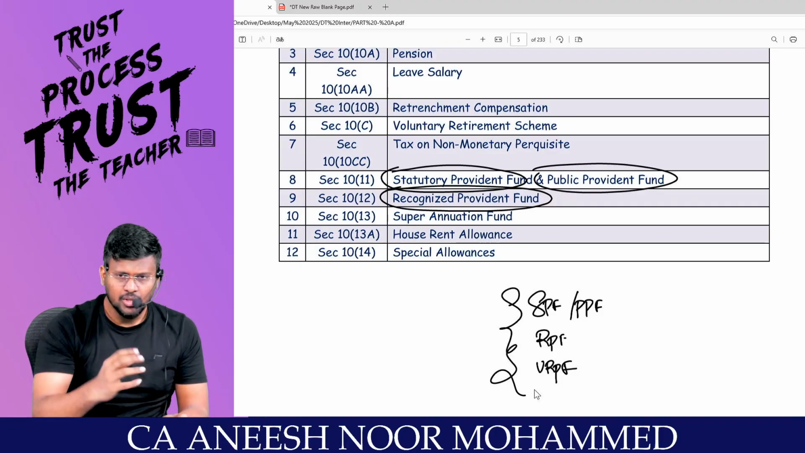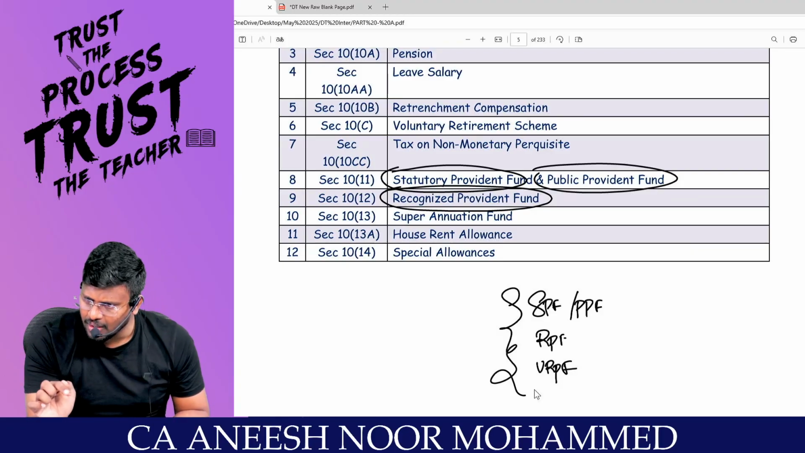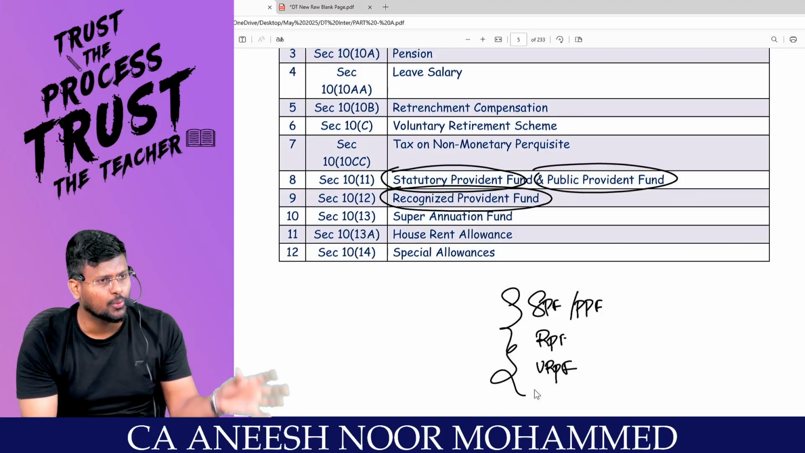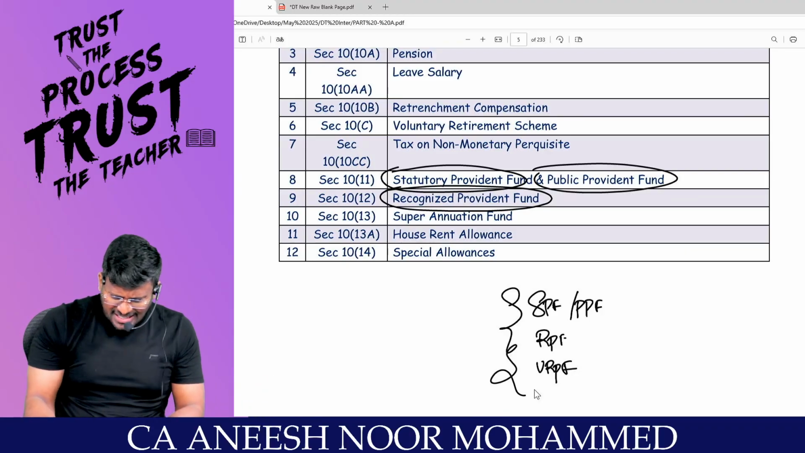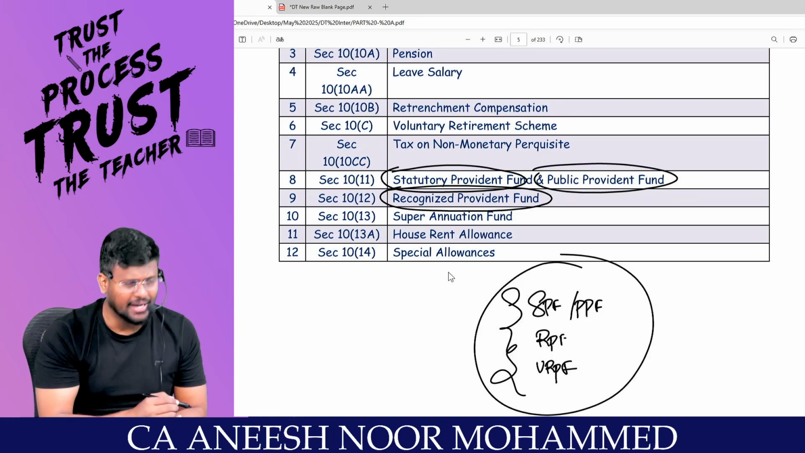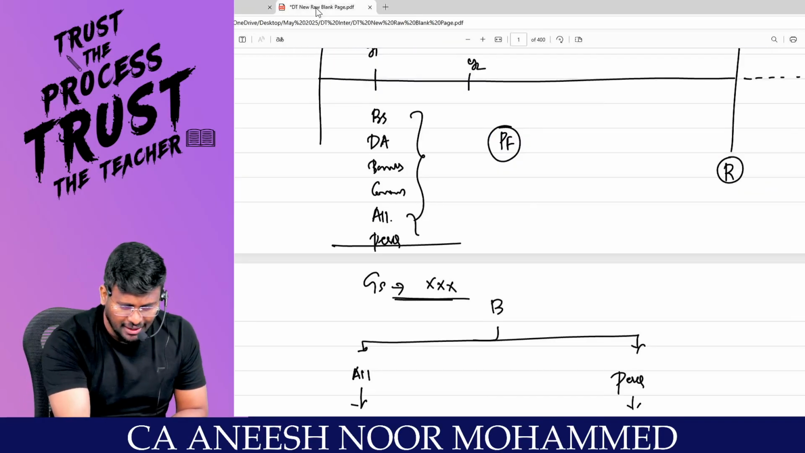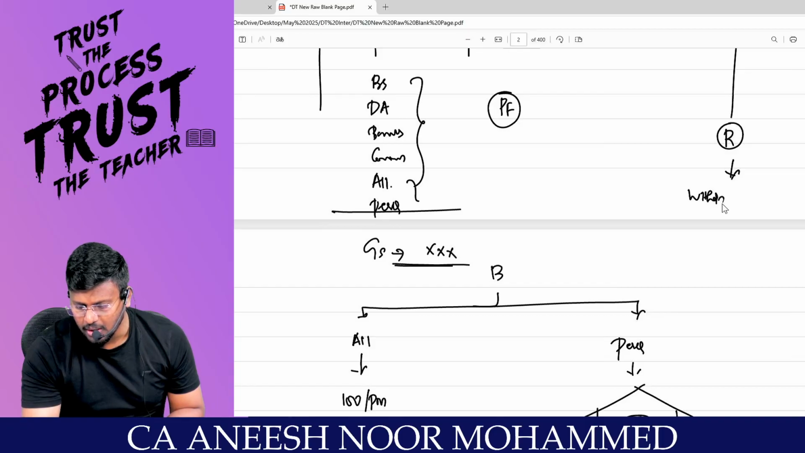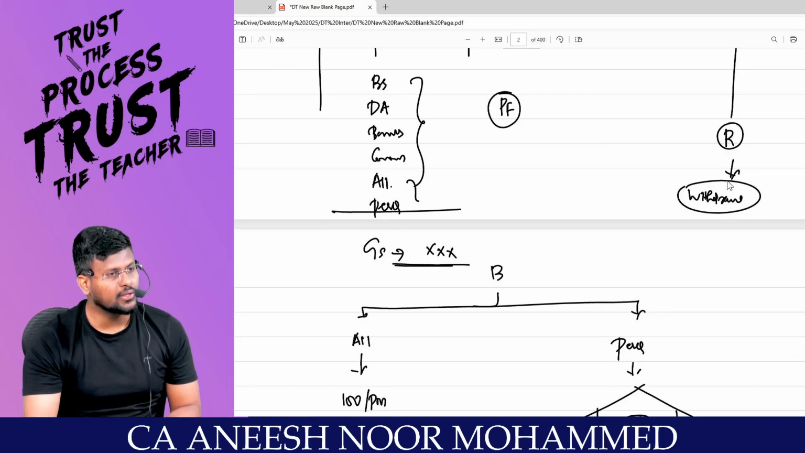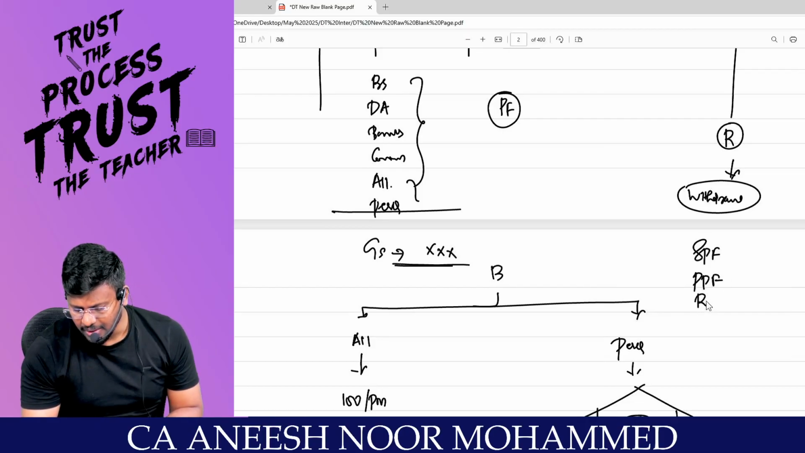So as an employee, when you are working under an employer, you can put the money in the Statutory Provident Fund or Public Provident Fund or Recognized Provident Fund. These are like the savings bucket. In this place, you can invest your money. And at the time of retirement, my dear lovable students, you can withdraw the money from the Statutory Provident Fund, the Public Provident Fund, the Recognized Provident Fund, the Unrecognized Provident Fund.